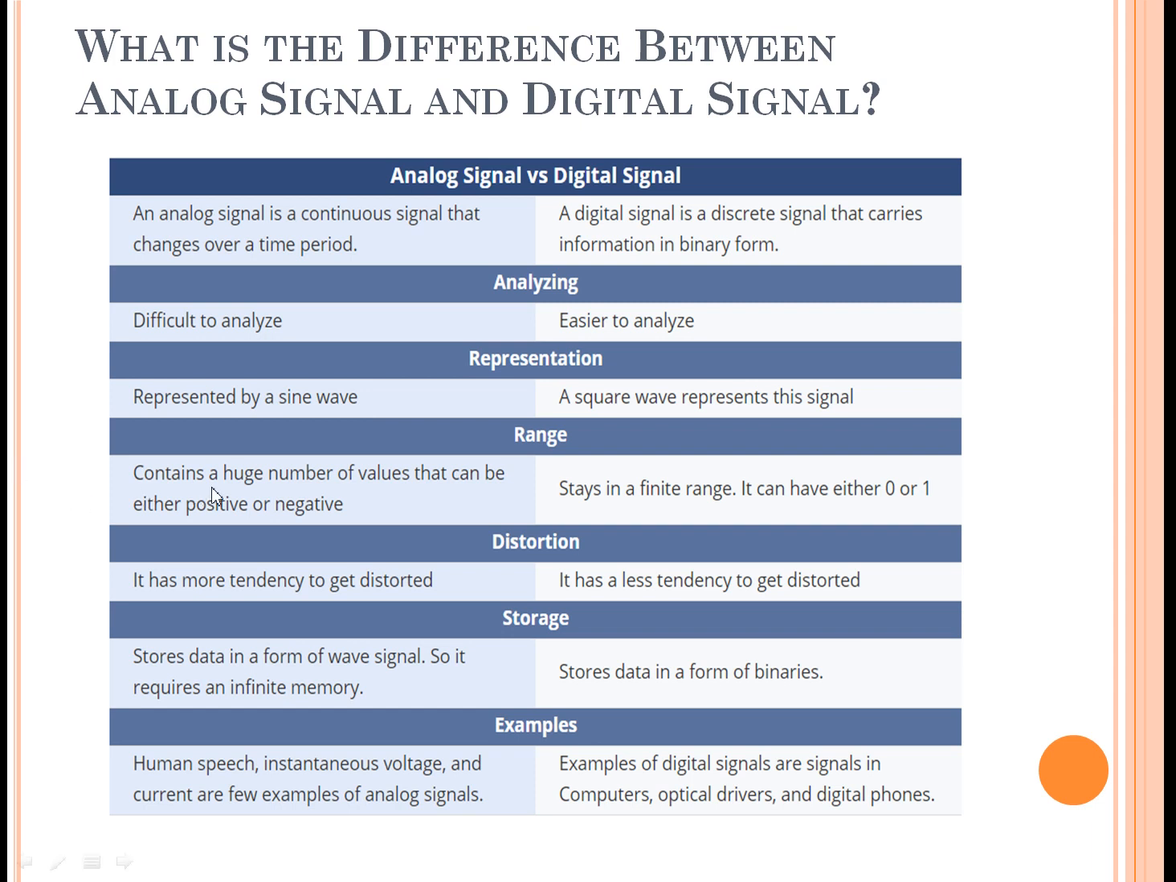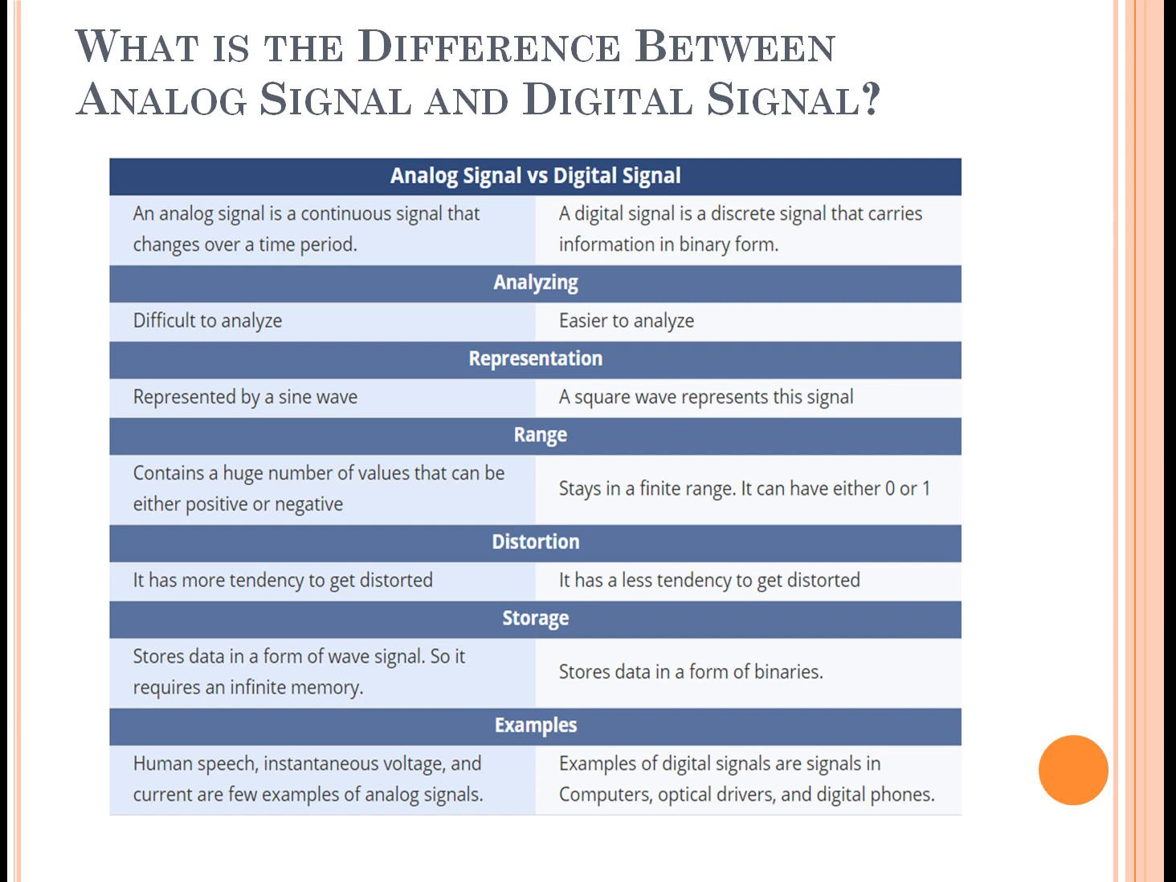An analog signal contains a huge number of values that can be either positive or negative. And a digital signal has only two values, either 0 or 1. An analog signal has more tendency to get distorted and a digital signal has less tendency to get distorted. An analog signal stores data in the form of a wave signal, so it requires infinite memory. But digital signals store data in the form of bits or binaries, hence they require less memory.